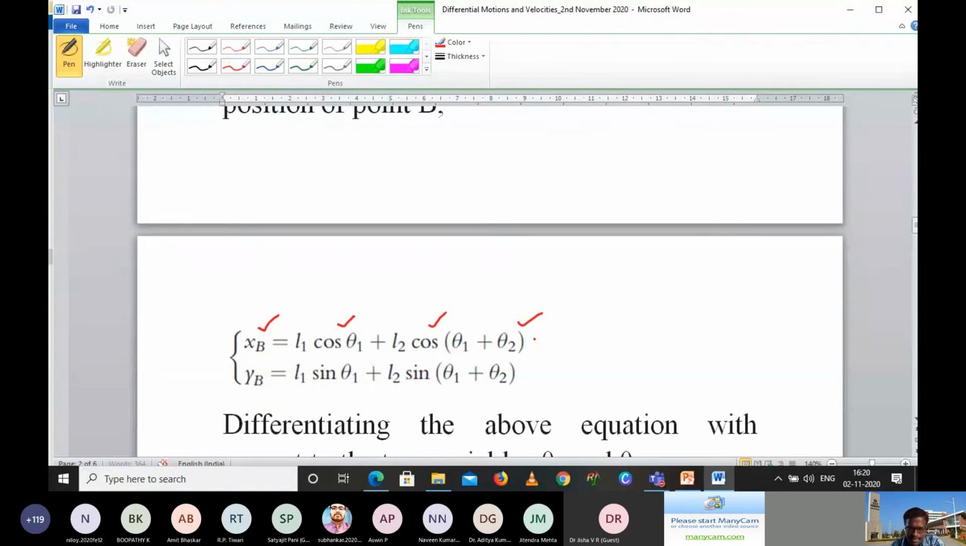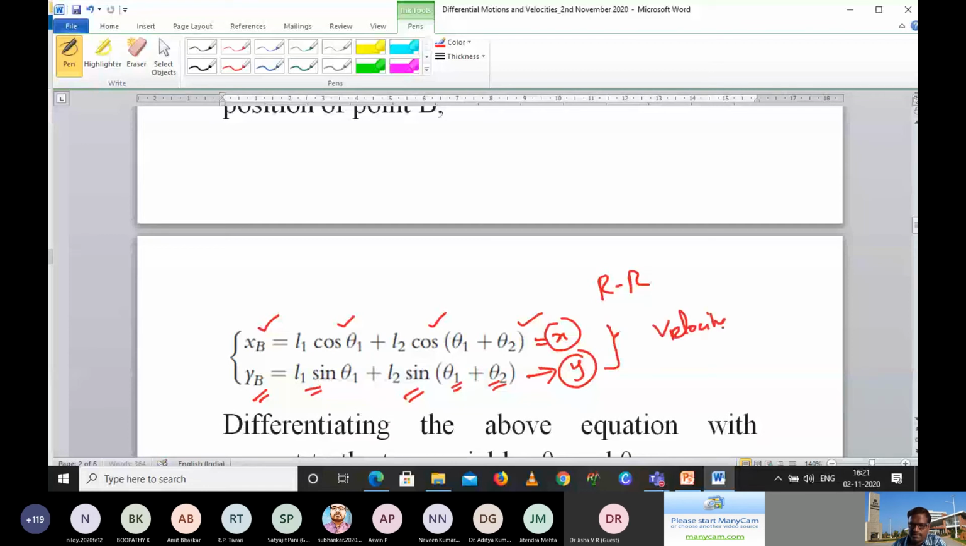Are we clear that this is related to x in the RR manipulator? Yes, sir. Similarly, y is related to L1 sin theta 1 plus L2 sin of theta 1 plus theta 2. Am I right? This is related to y. So now, based on these two equations, I am going to calculate velocity.